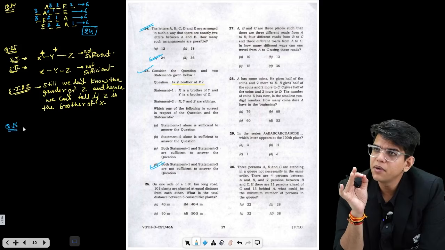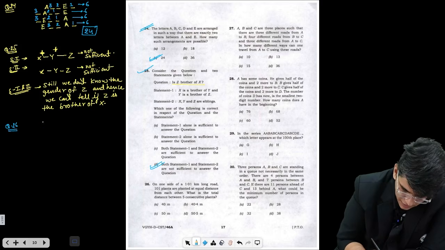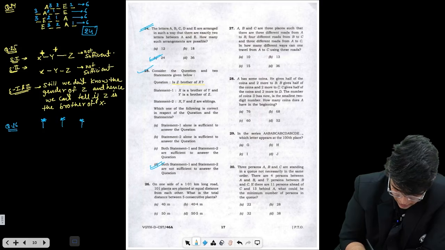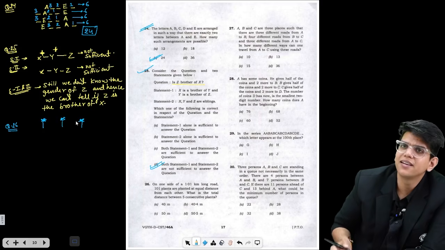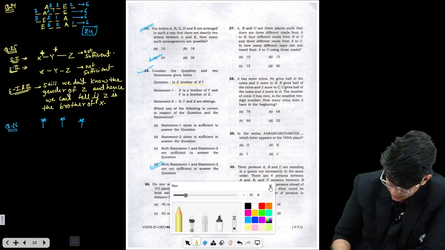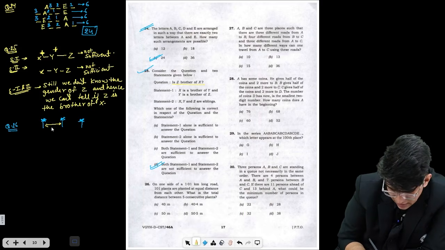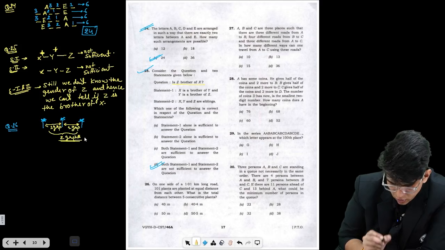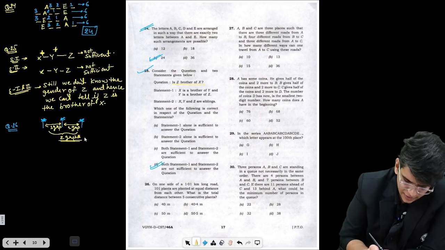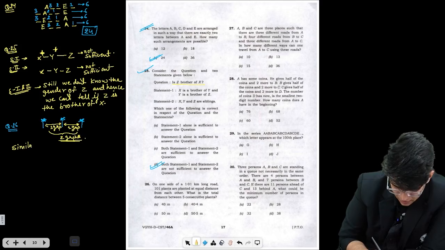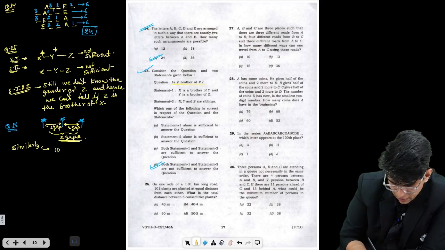Just tell me the number of gaps. Suppose there are three trees: tree 1, tree 2, tree 3. How many gaps are there? So three trees create two gaps. Similarly, when there are 101 trees, there are 100 gaps.